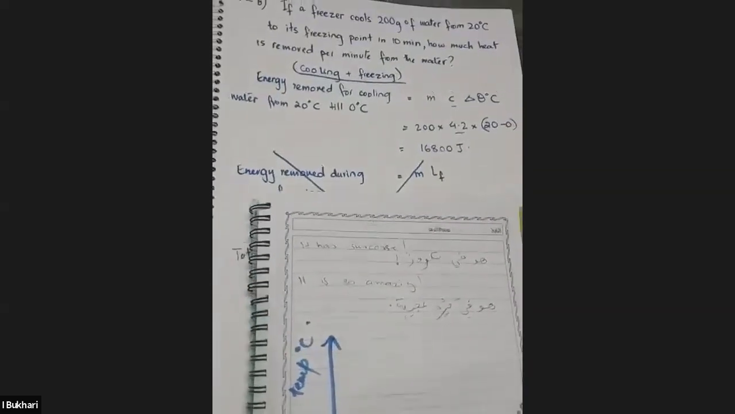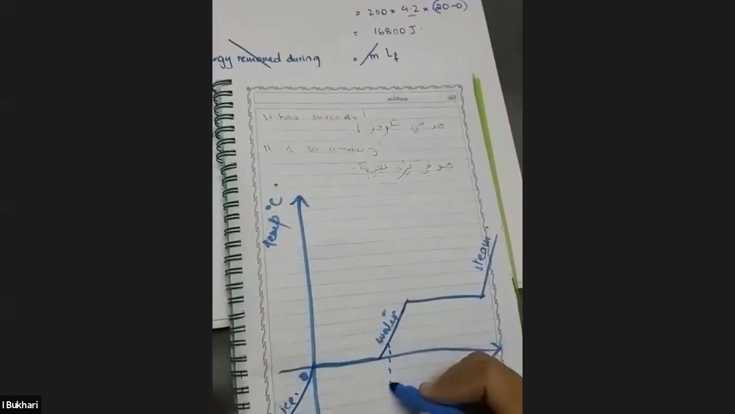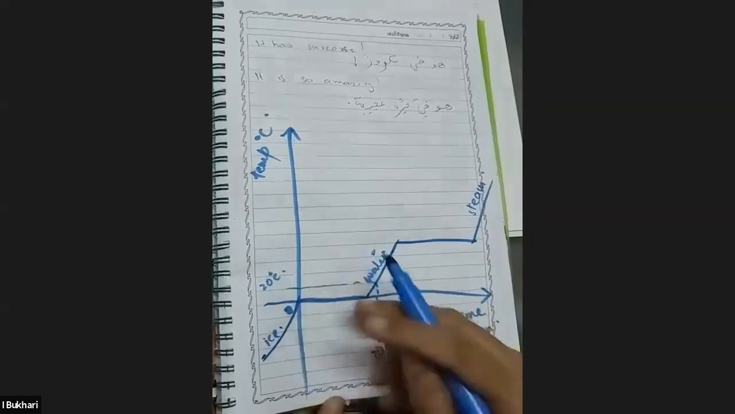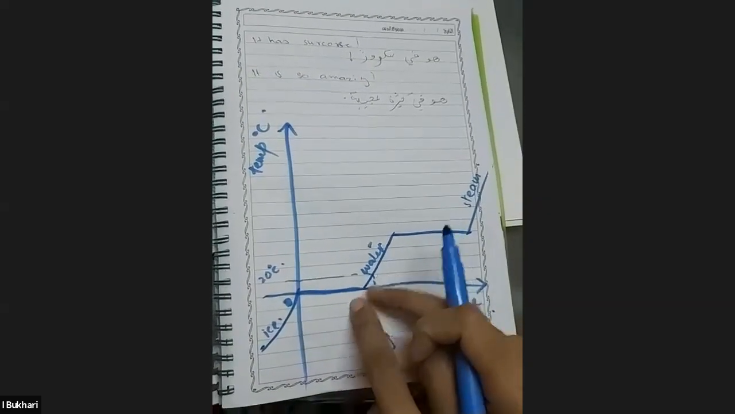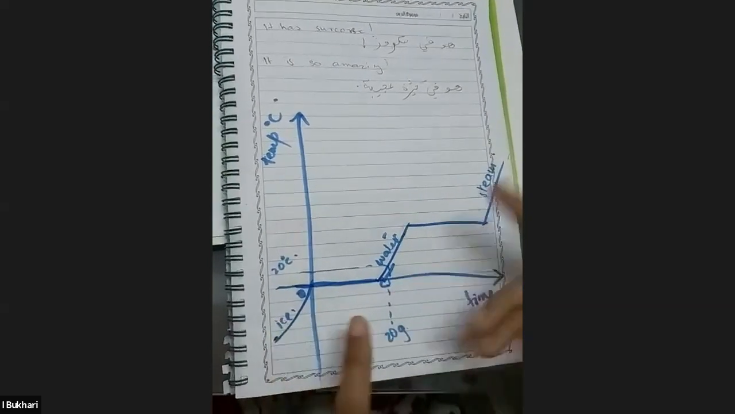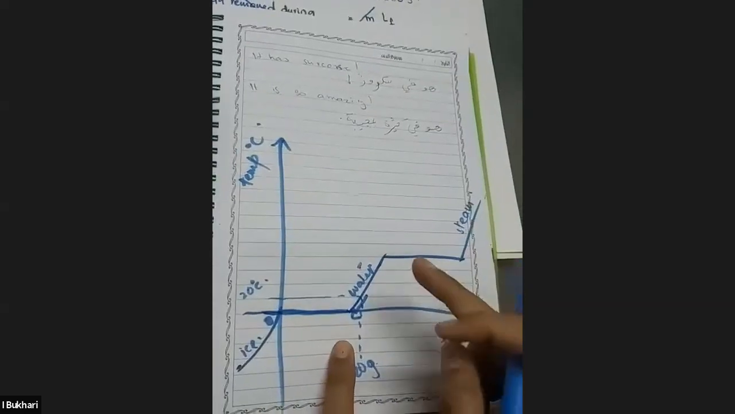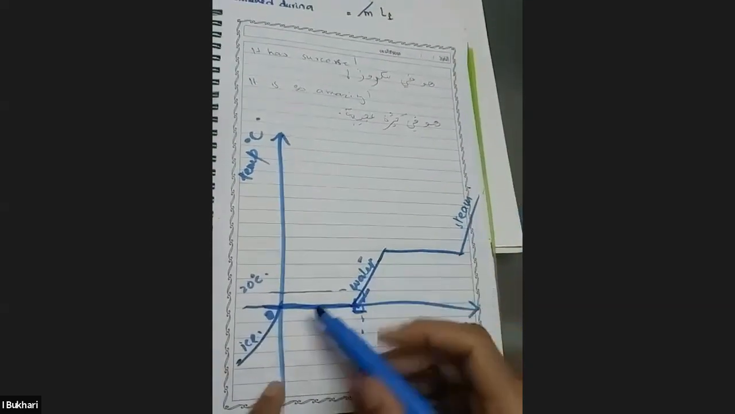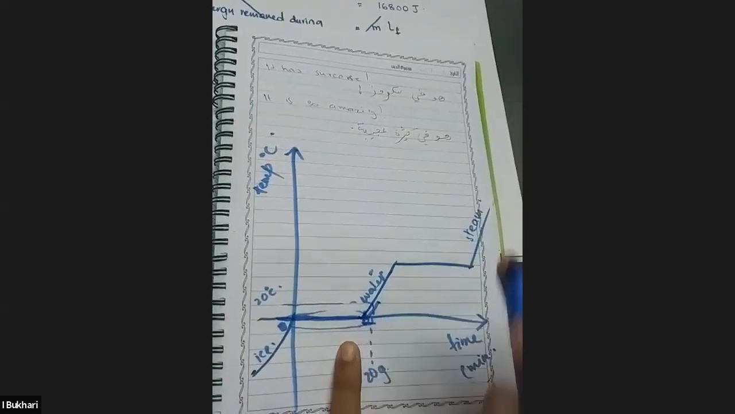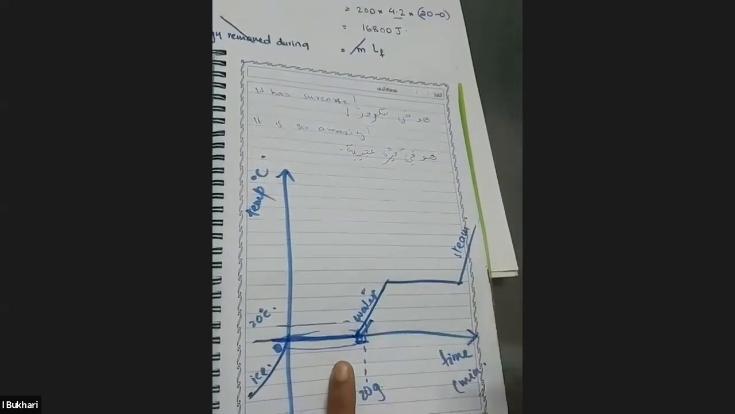Now what is the question asking? If a freezer cools 200 grams of water from 20 degrees Celsius to its freezing point, in 10 minutes, how much heat is removed per minute from the water? So let's say my water is here at 20 degrees Celsius. We are cooling it from 20 to the freezing point, this way. From the water, that means we don't have to include the change of phase. Simple cooling, no freezing, from 20 to 0 degrees Celsius.